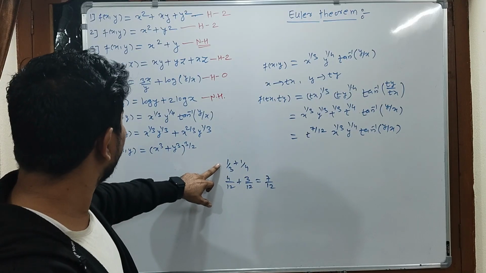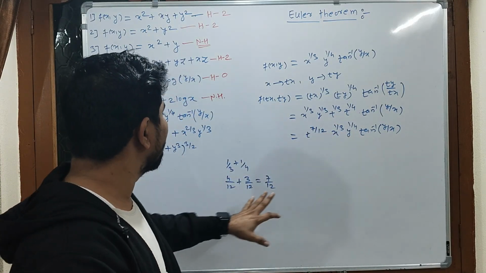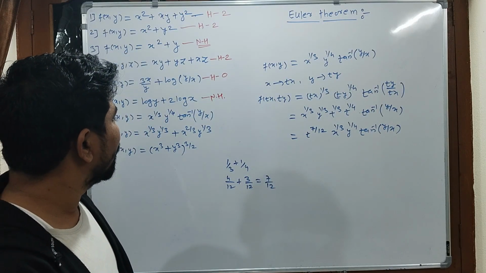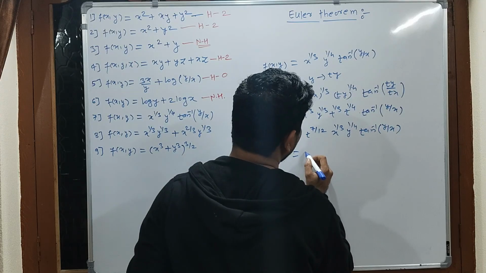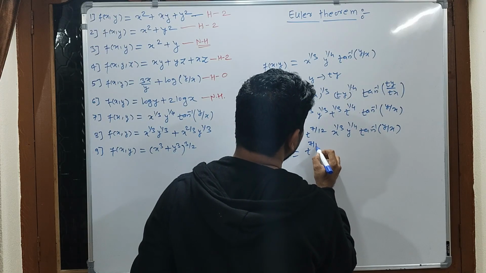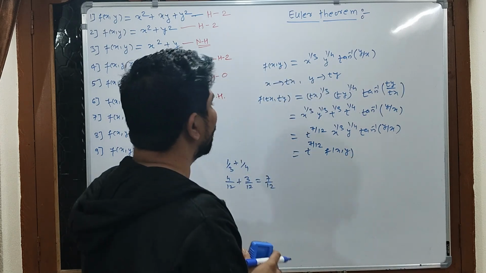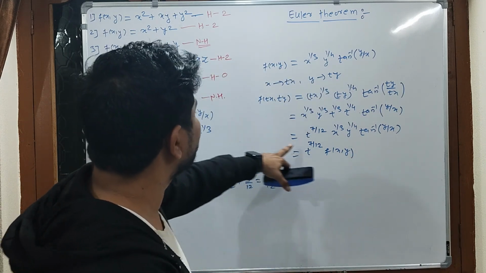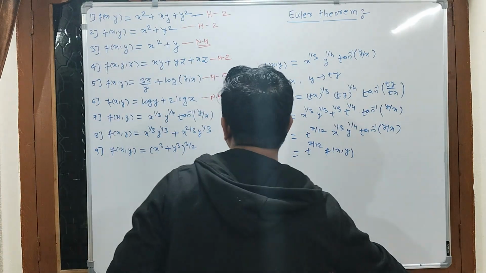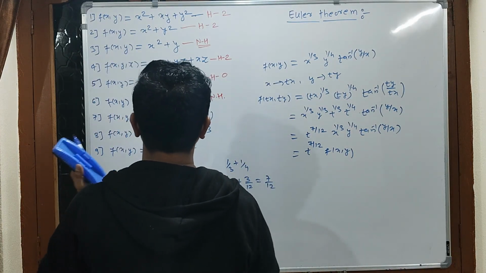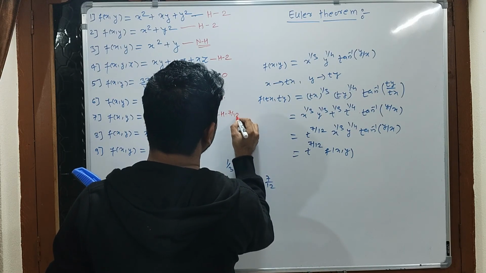Here the powers add: t to the power 1 by 3 plus 1 by 4. So this is equal to t to the power 7 by 12 times f of x comma y. So this is a homogeneous function of degree 7 by 12. So this is again a homogeneous function, a homogeneous function of degree 7 by 12.